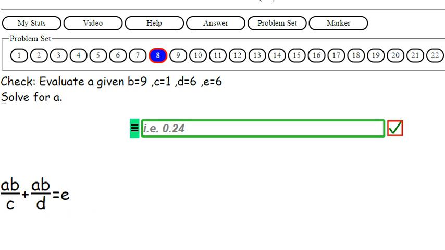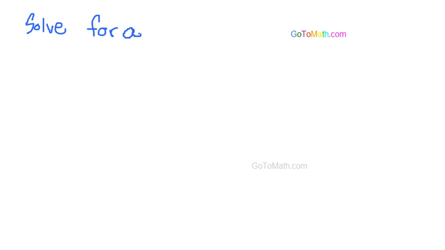We got that? What are we doing? We're solving for A. Can we remember that? Remember that, please. Solve for A. What does A stand for? It could be anything, I suppose. Solve for A.